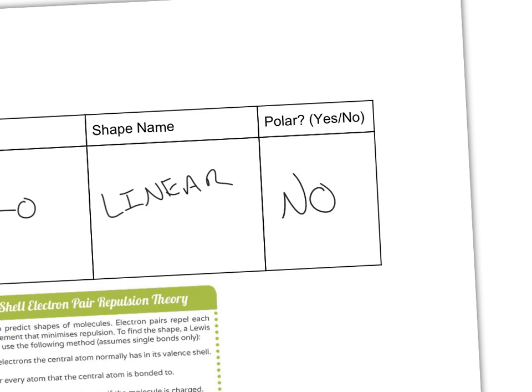Okay, if it's symmetrical, has the same thing on each end of the molecule, whether that's the corners of a triangle, the corners of a pyramid, the ends of a line, then it's not going to be polar.